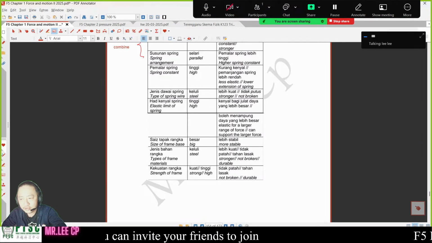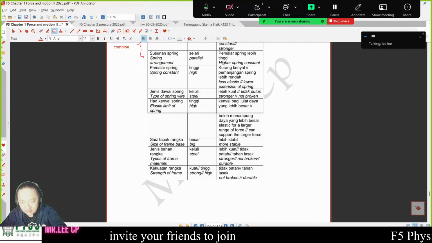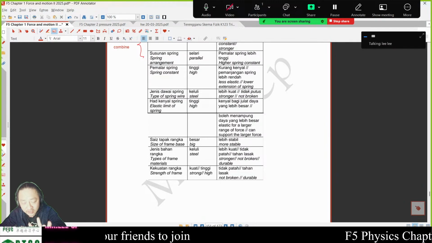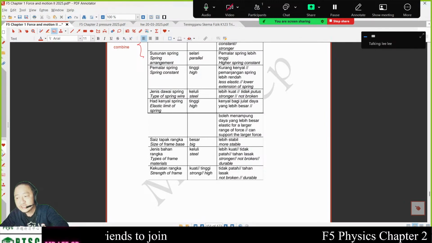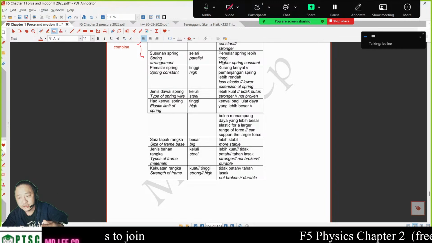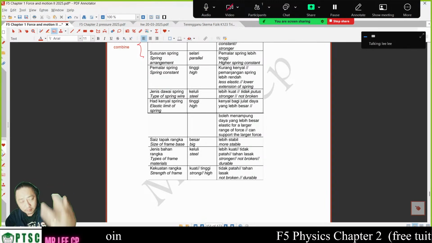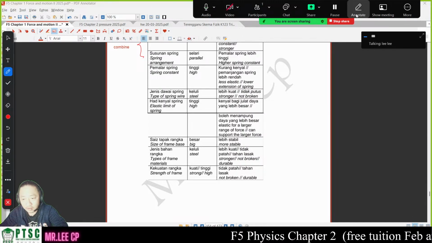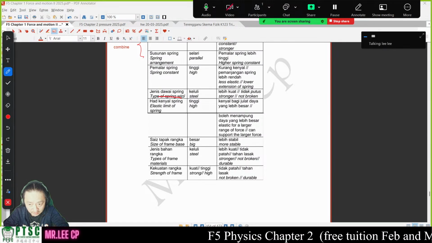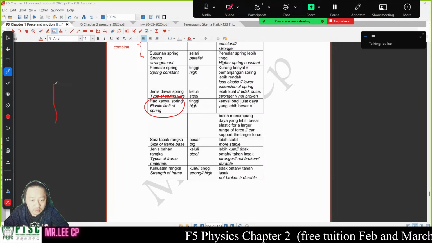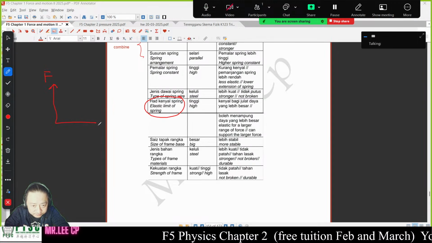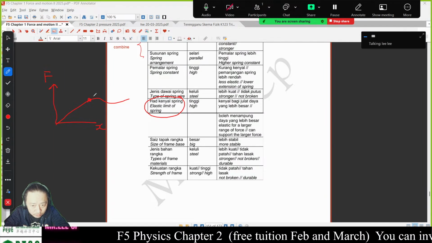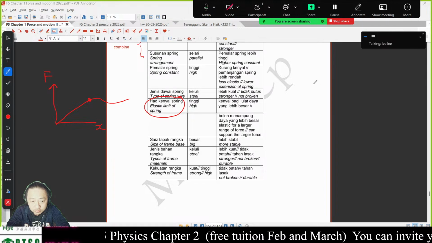So this one, type of the string still. Elastic limit, it is high. This one, elastic limit, it is high. Means it is not easily reached, or the force that you apply is not easily more than the elastic limit. What does that mean? Some of you have a very wrong concept on this one. This one is F, this one is X. When it is more than this, it will not go in a straight line anymore, meaning that your spring here.